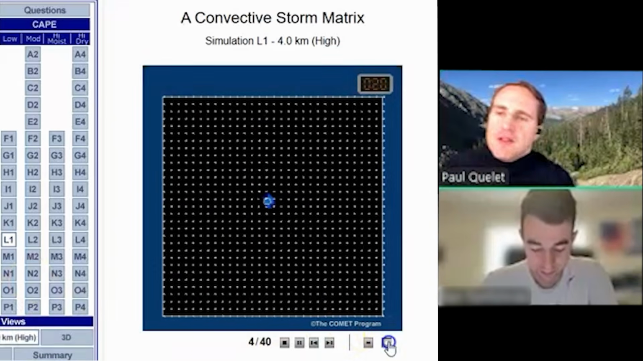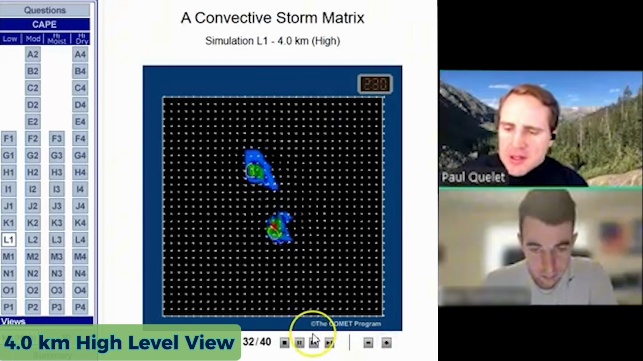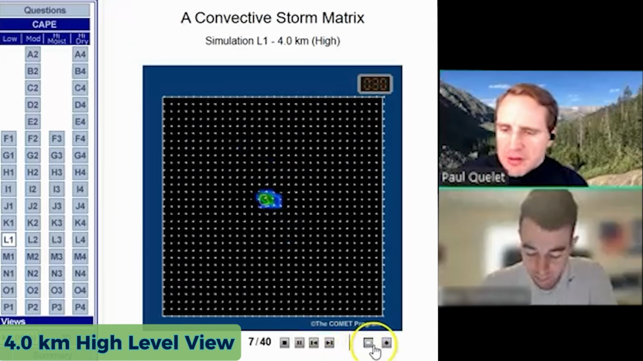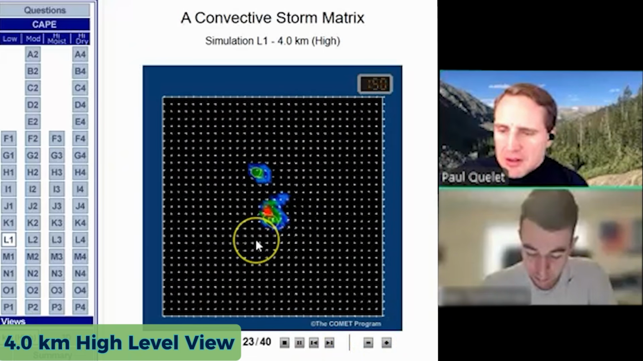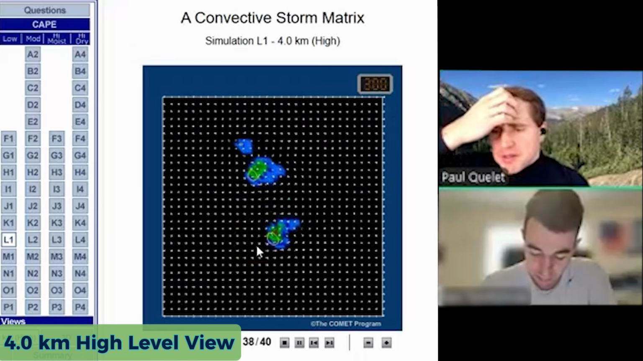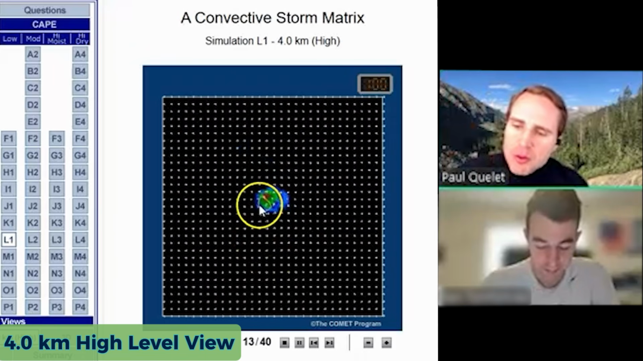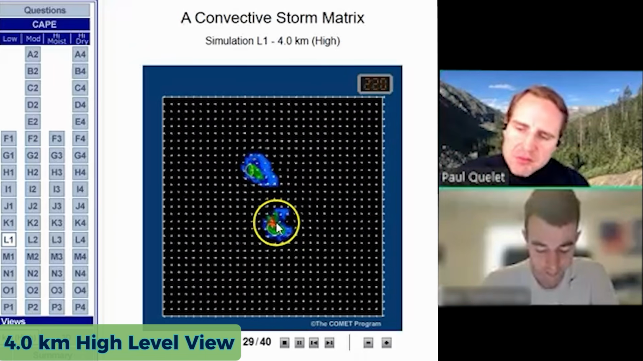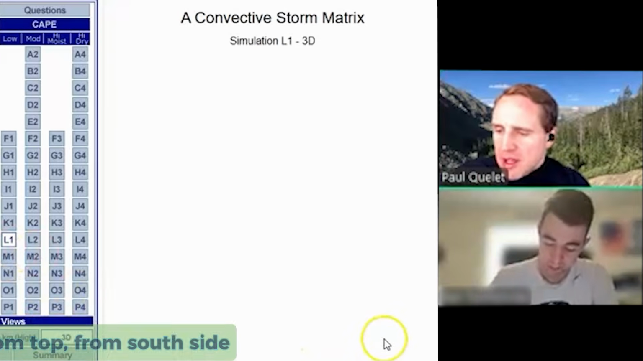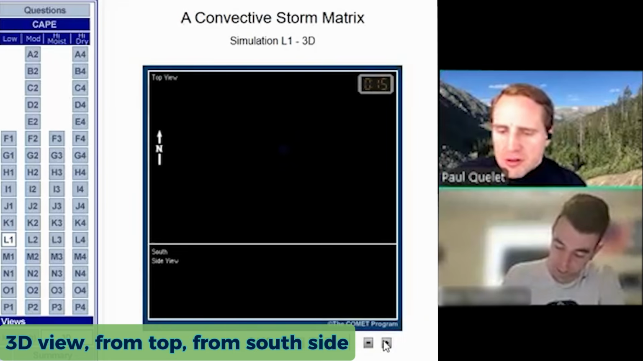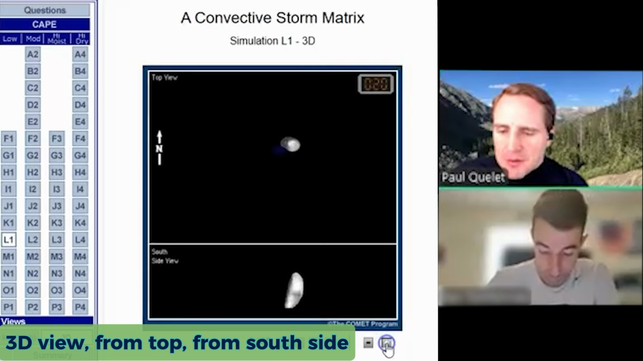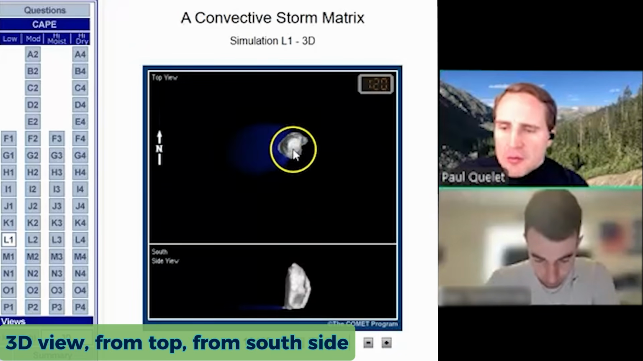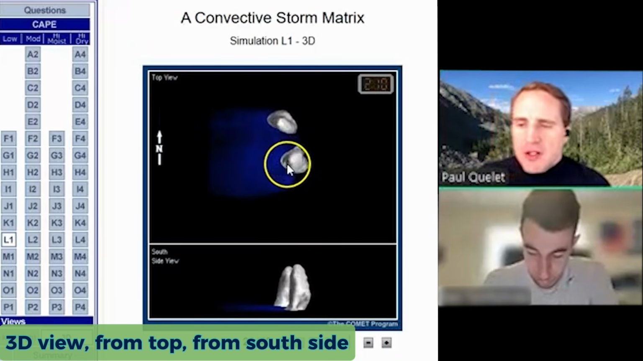Let's look at the 4 kilometer level. Yeah, this thing has a little bit of rotation with it. Okay, you can kind of see it there in the wind field. You can kind of see it in there in the precipitation field. The cold pool, even at mid levels, is there. Let's look at the three-dimensional version. Okay, let's look from the top view down from the upper clouds. So there's an updraft. Looks like the updraft does rotate.